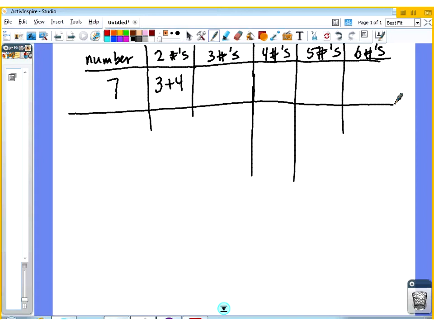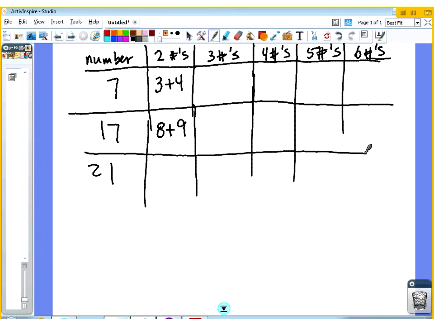No. Someone pick a number from 10 to 19. 17. Does 17 fit anywhere? There. Should it fit anywhere else? What about 21? So 10 plus 11. Anywhere else? 7, 8.